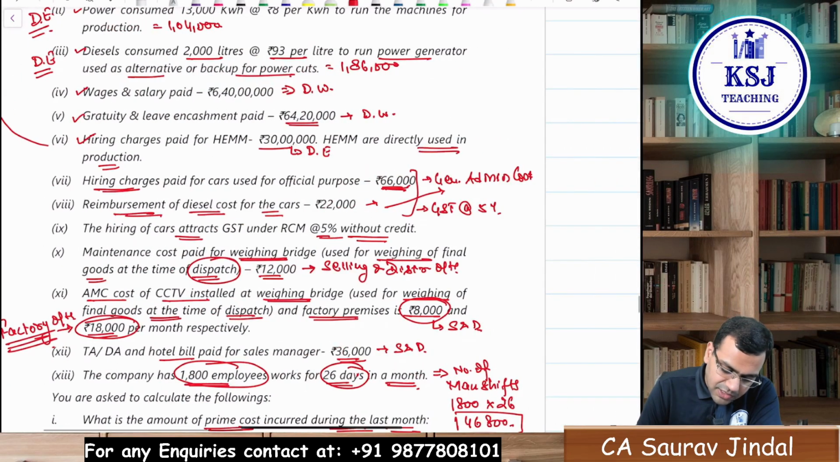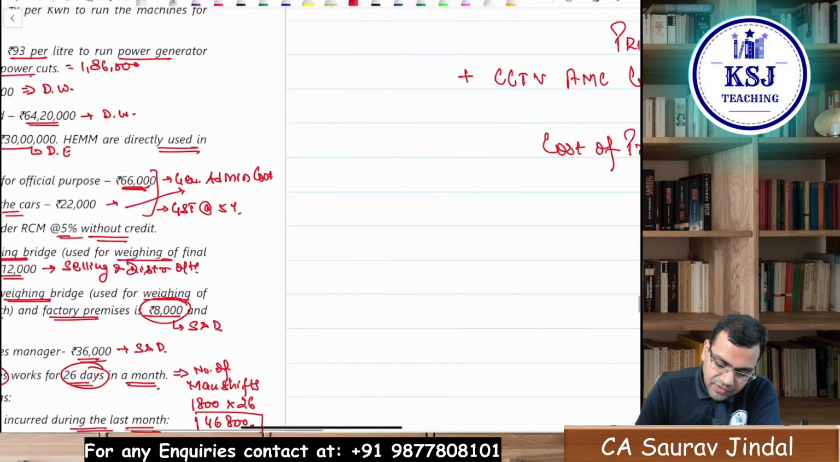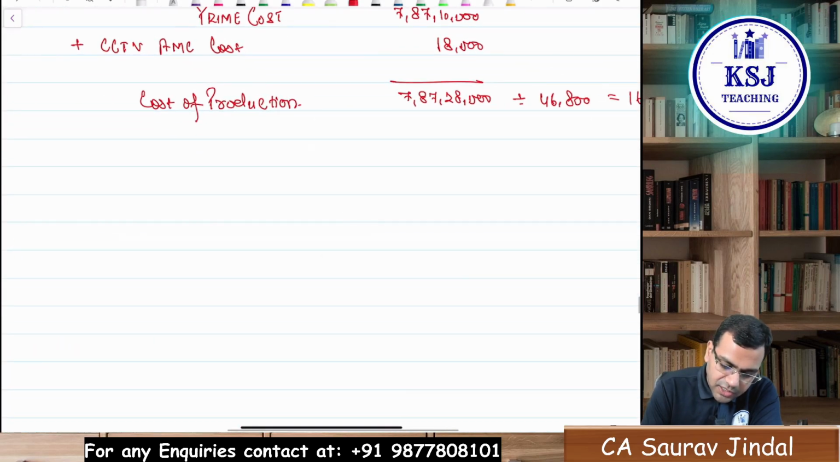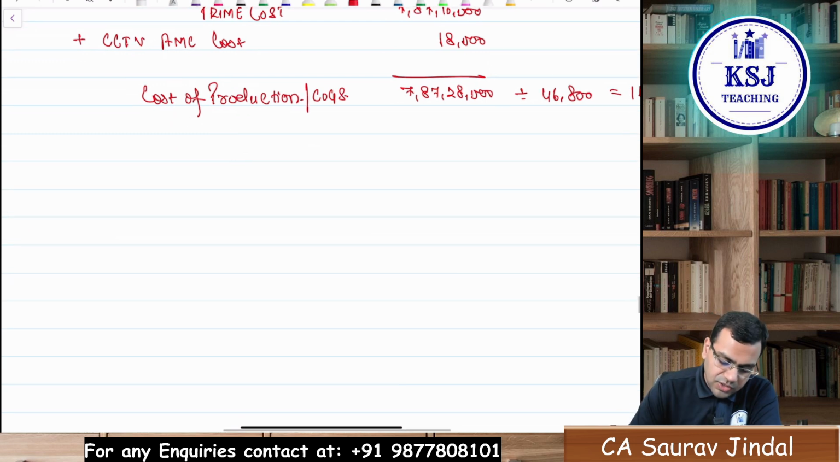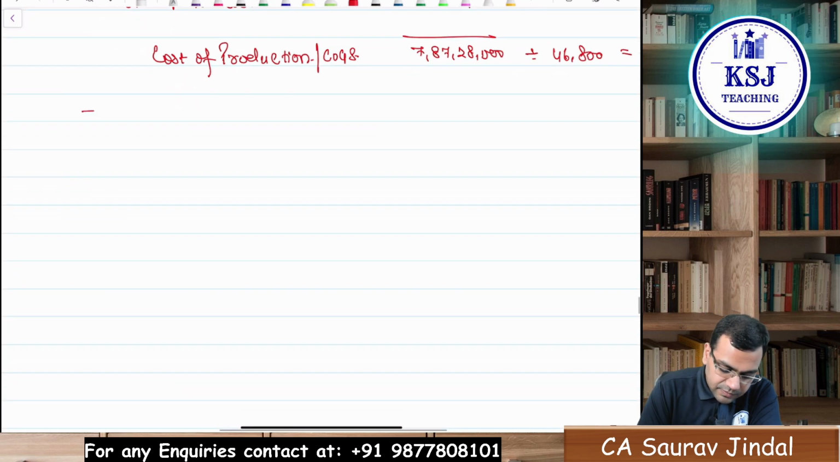General administration cost: we have hiring charges for the car, cost of production, and this will be your COGS also, because there is no opening stock, no closing stock. Cost of production is equal to COGS. Add admin cost, right? Administrative cost. So what is your administrative cost now?